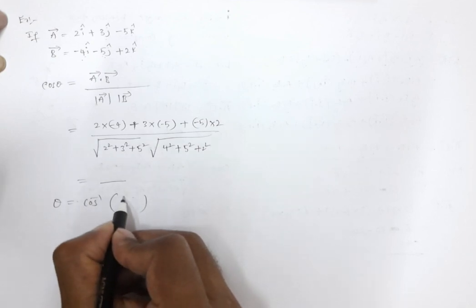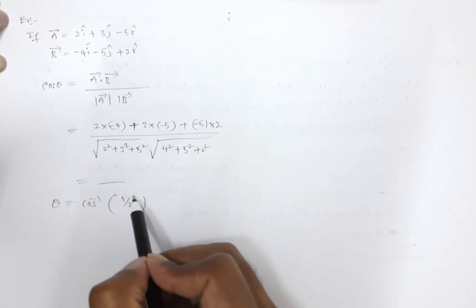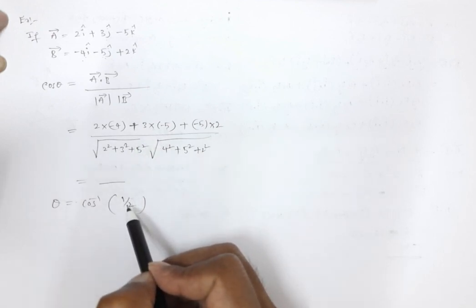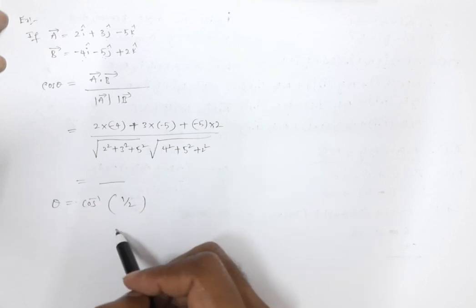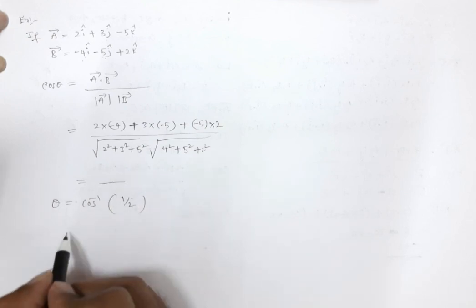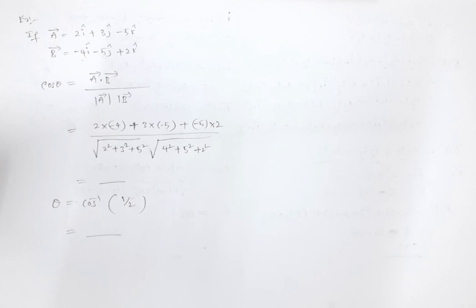I'm just taking an example. Suppose I'm getting this as half. We may not get this value, you calculate it. Cos inverse of half, what is the angle? We'll get 60 degrees. Whatever value we get, simply use a calculator and we'll get the angle in degrees. So this is the way we calculate the dot product using components. This is the way we calculate the angle between the two vectors using components. Yes, now we define work.